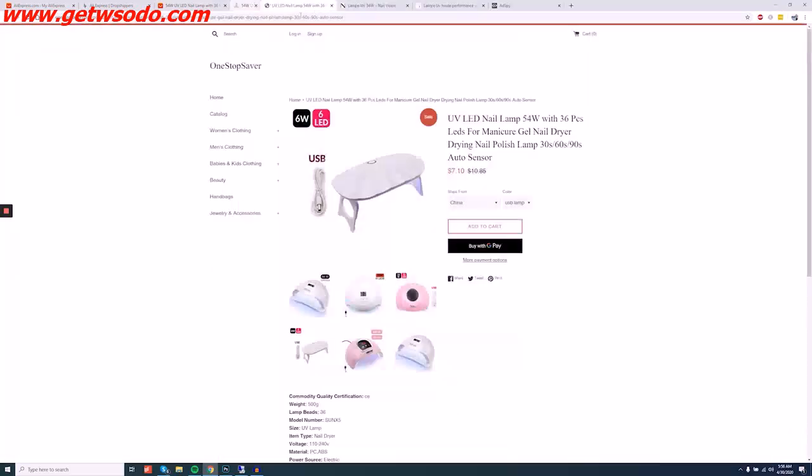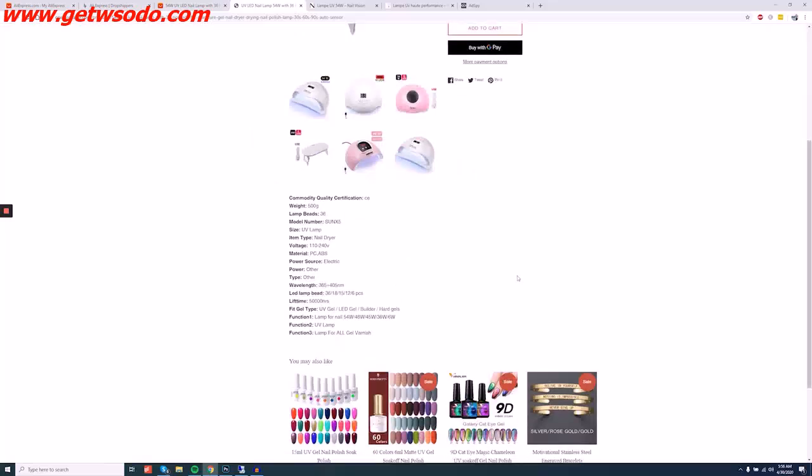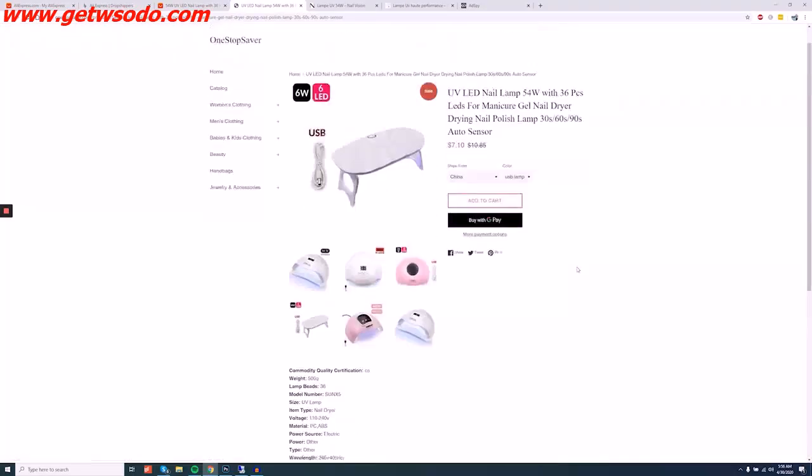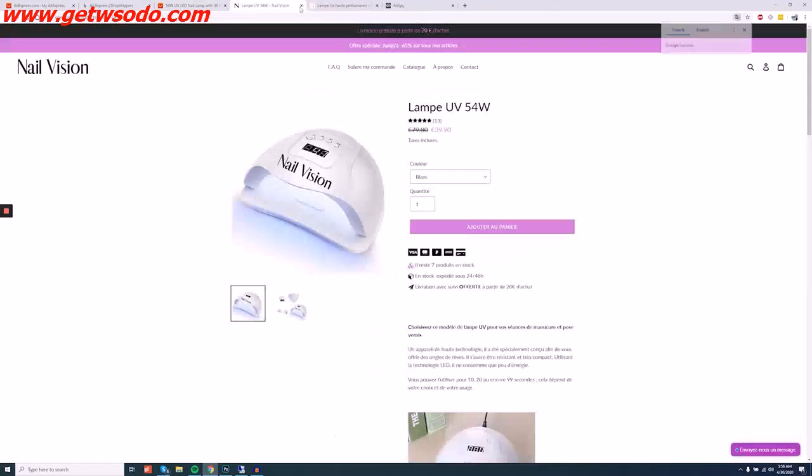So there's this store right here. Let's close out of this one. Let's take a look over here. UV LED nail lamp, blah, blah, blah. Now, the reason why I'm not going to pay too much attention to these stores is because they literally just imported a generic listing. They're not really trying to market it. These people don't really have any idea of what they're doing. So I'm not going to look into their marketing because they're not really doing any marketing, right? So let's close this out.